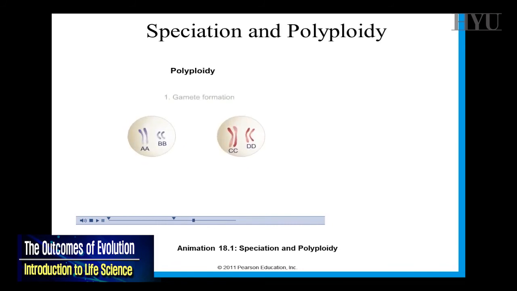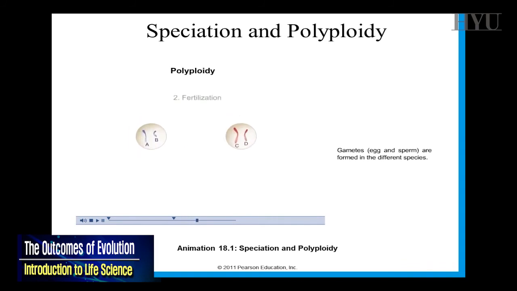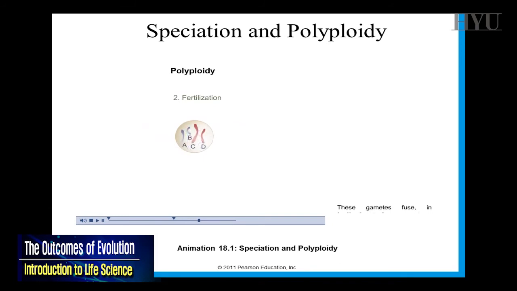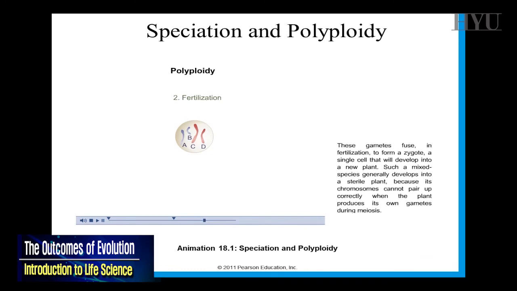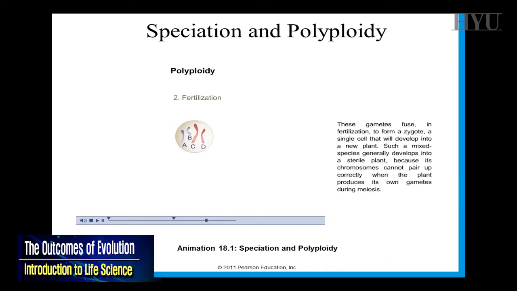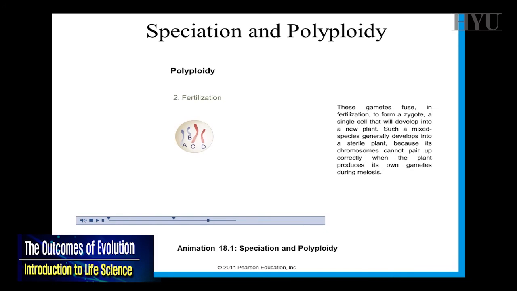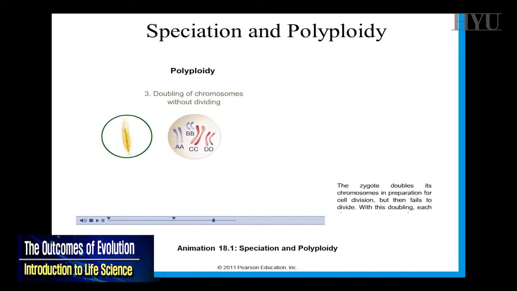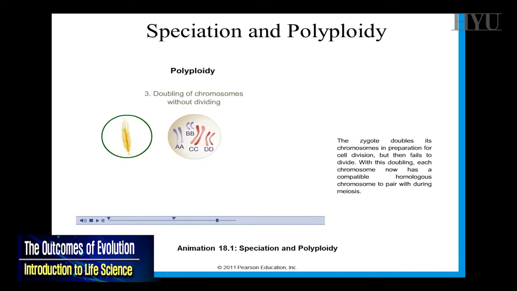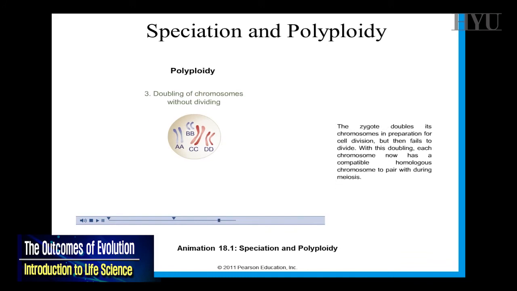1. Gamete formation. Gametes, egg and sperm, are formed in the different species. 2. Fertilization. These gametes fuse in fertilization to form a zygote, a single cell that will develop into a new plant. Such a mixed species generally develops into a sterile plant because its chromosomes cannot pair up correctly when the plant produces its own gametes during meiosis. 3. Doubling of chromosomes without dividing. The zygote doubles its chromosomes in preparation for cell division, but then fails to divide. With this doubling, each chromosome now has a compatible homologous chromosome to pair with during meiosis.